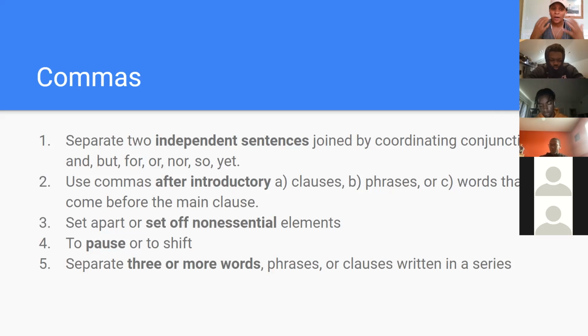If you want to give a pause or a shift in a sentence, you want somebody to just pause, you're going to put a comma there. It's more discretionary. And then separating 3 or more words, phrases, or clauses. And actually this sentence is a good example of that. I said separate 3 or more words, comma, phrases, comma, or clauses. So I just want to put commas in between if it's 3 or more sentences in a series.